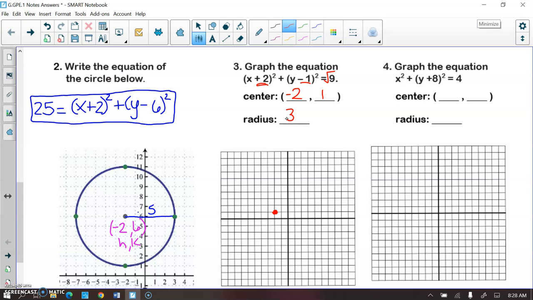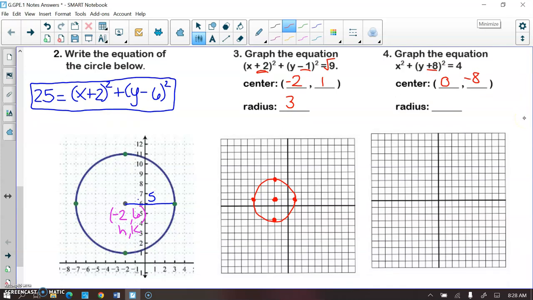So counting up 3, I'm going to plot a point. Down 3, I'm going to plot a point. Left 3, plot a point. Right 3, plot a point. And now I'm just going to roughly sketch this circle. And that's it. So for the next one, since there's no number attached to the x, that means that the x value of your center is 0. And the opposite of positive 8 is a negative 8. So 0, negative 8 is the center.